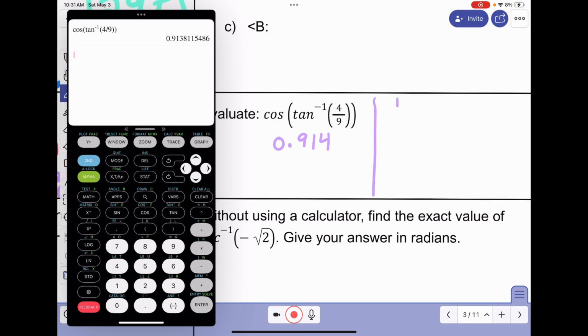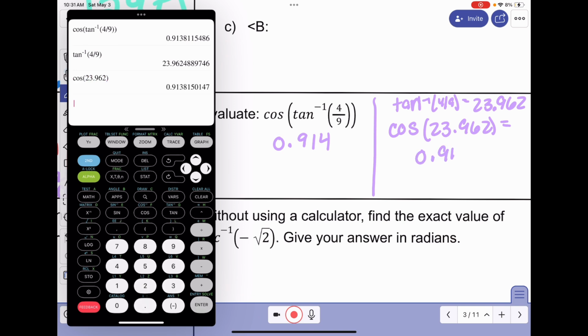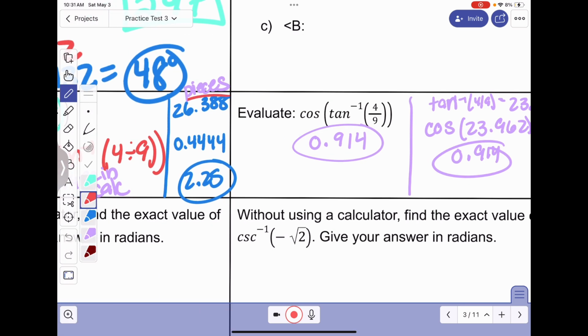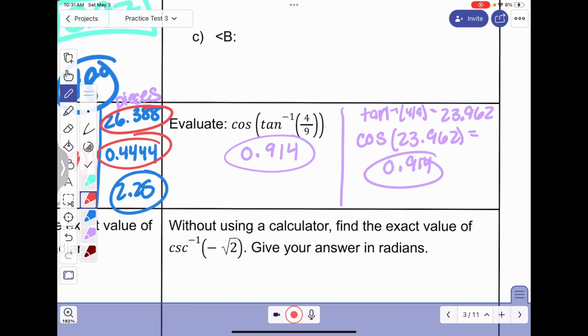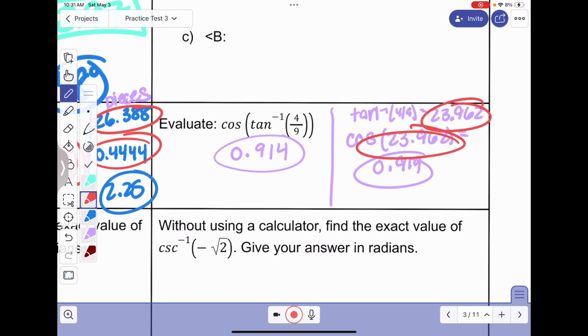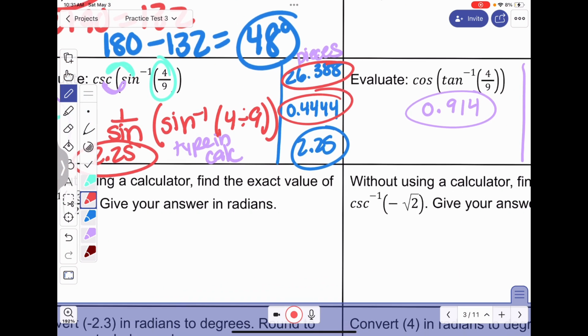If I do it the other way, tan inverse of 4 over 9 is 23.962. Then I do cosine of 23.962. We get 0.914. So you get the same thing whether you do it piecemeal or not piecemeal. It doesn't matter. If your calculator was in radians instead of degrees for this problem, these two numbers might be different along the way, but your final answer will still be the same. So for this problem, it doesn't matter which mode you're in.